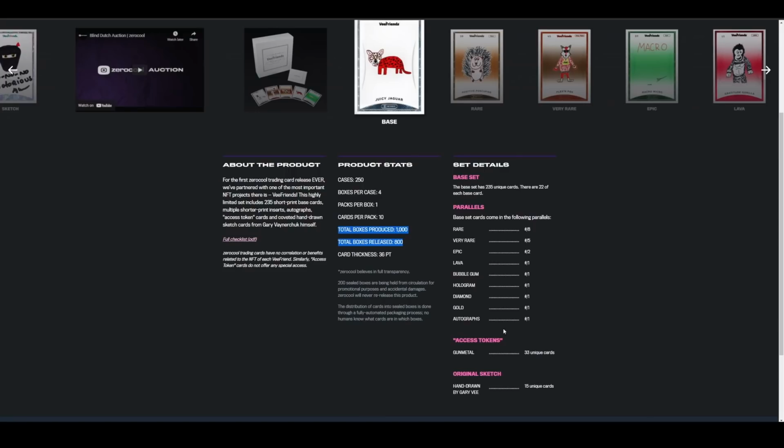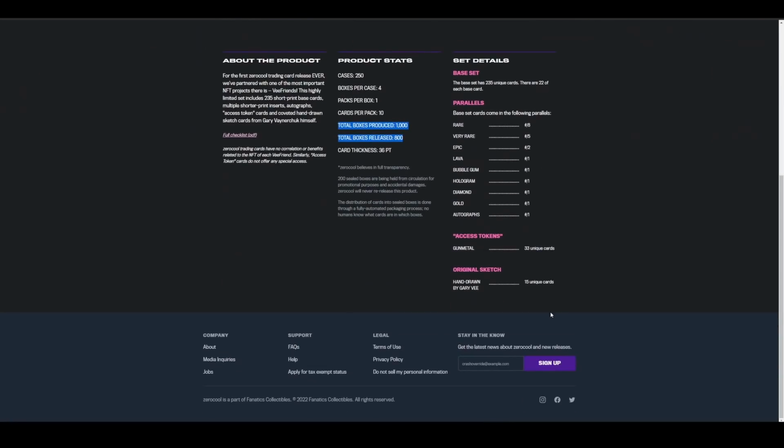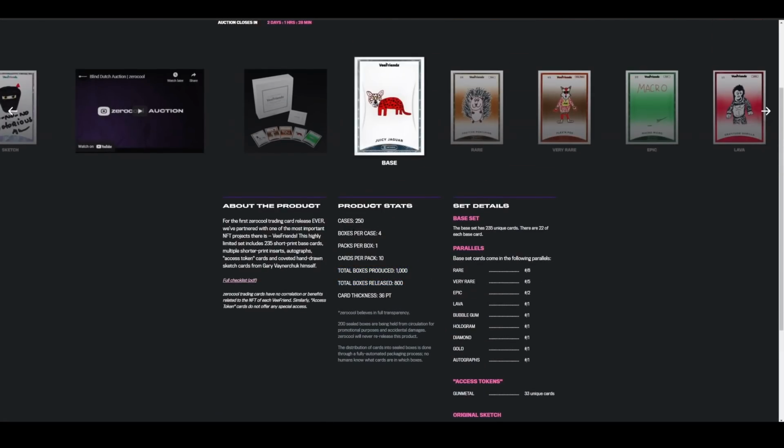It then breaks down the parallels. All this stuff is laid out, which is nice. And I really like knowing exactly how many cases, how many boxes, and all that stuff. So if this was, once again, Topps Chrome first off the line, say it's 10,000 cases, you know exactly how many cards per case and all that jazz. And then the blind Dutch auction aspect of it is extremely interesting, because they pitch it as the most fair way for the market to essentially set the price. Whether they're right or wrong on that, time will tell.